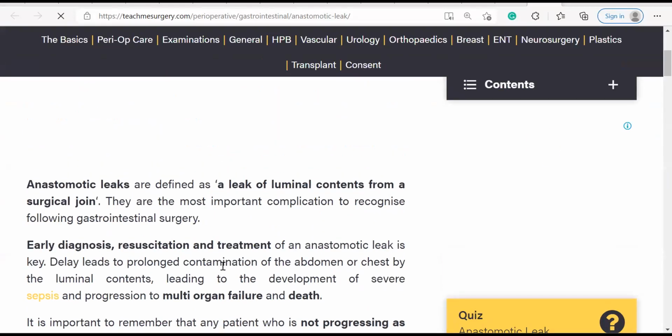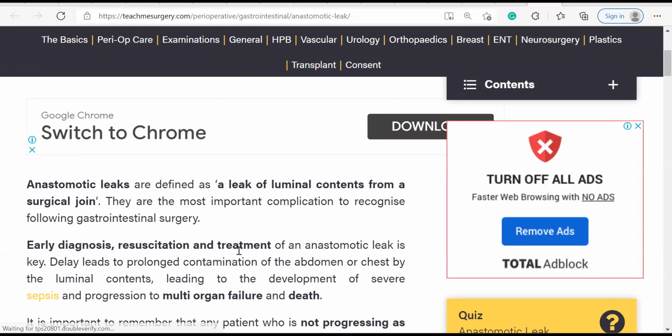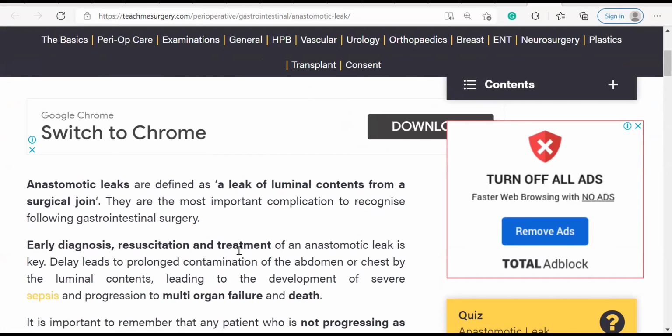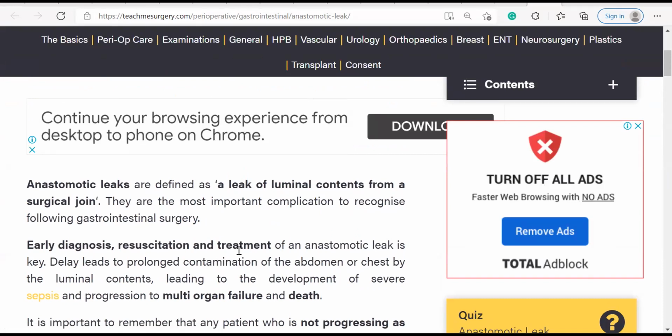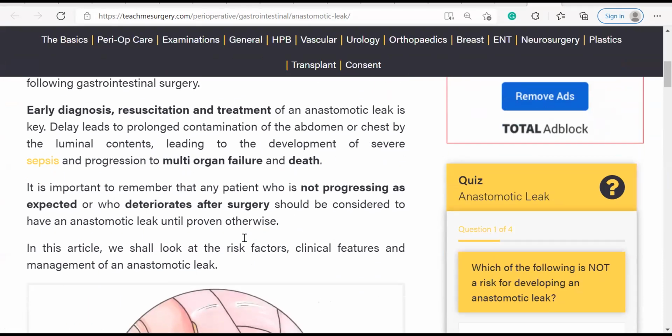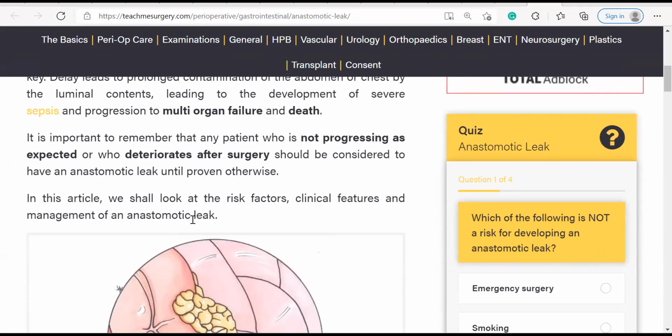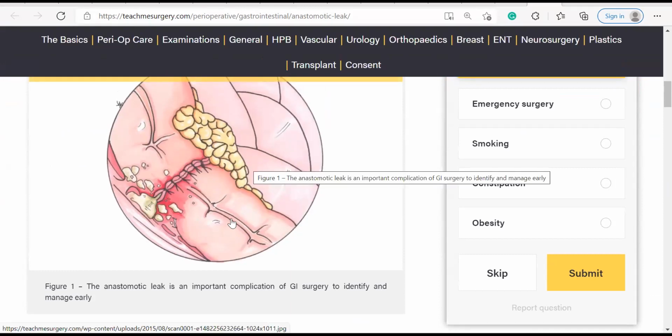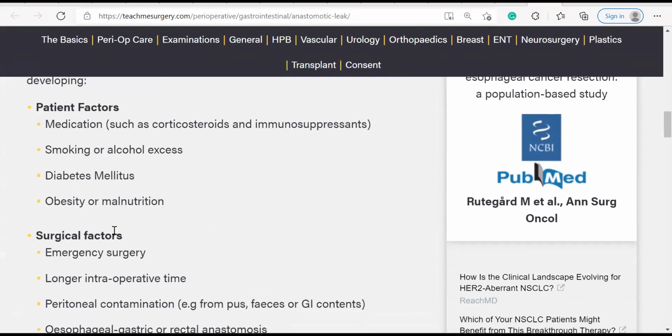So what is anastomotic leak? It means that when someone has a bowel operation, the bowel will be opened and then closed, right? If there is a leak of abdominal contents from a surgical anastomosis, that's called anastomotic leak. Like this. Say that from here, abdominal contents are coming out into the peritoneum.